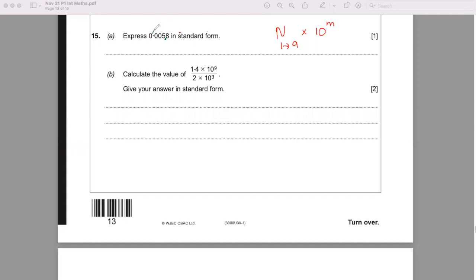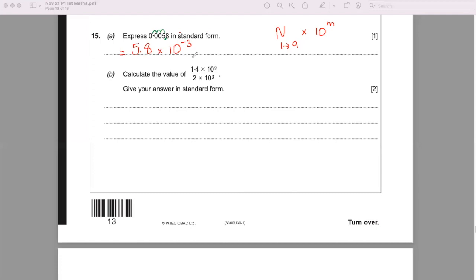So how many jumps do I go? 1, 2, 3. So 3 jumps, okay? So that will be 5.8 times 10. Now, my number is small, okay? I have made it 1,000 times bigger. 5.8 is 1,000 times bigger than 0.0058. So I have to go back, which is a power of -3, to make the number have exactly the same value. So that is your answer.